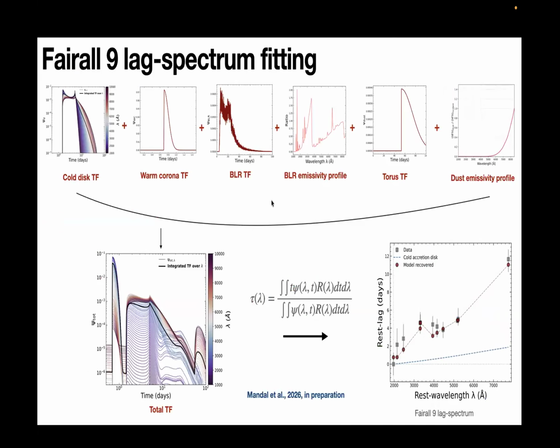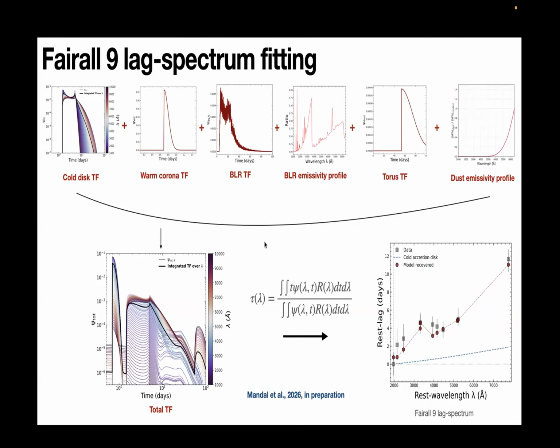Here I am showing you the results for the lag spectral fitting for Hercules. In the top panel, the leftmost figure represents the accretion disk transfer function at different wavelengths. This is the warm corona transfer function, and the third figure represents the BLR transfer function from SHADOW. The fourth figure represents the BLR emissivity profile from Cloudy. The fifth figure represents the torus transfer function, and the sixth figure represents the dust emissivity profile.